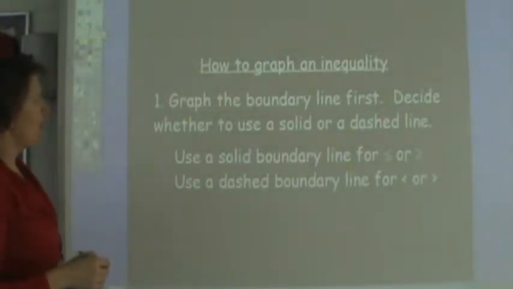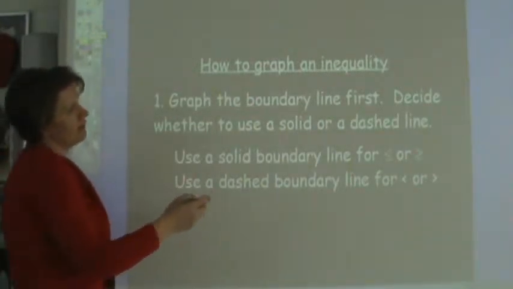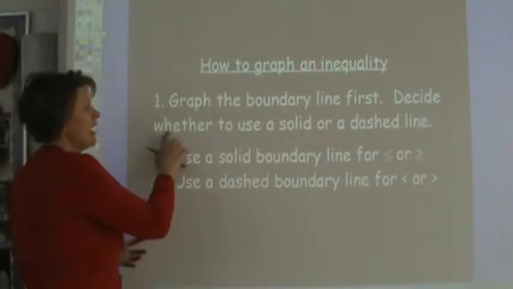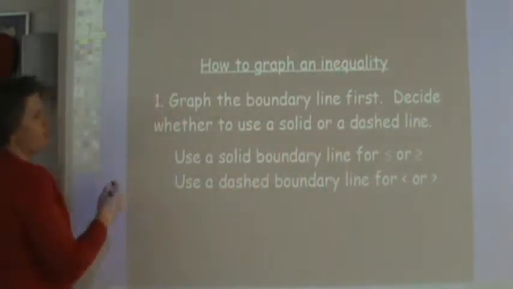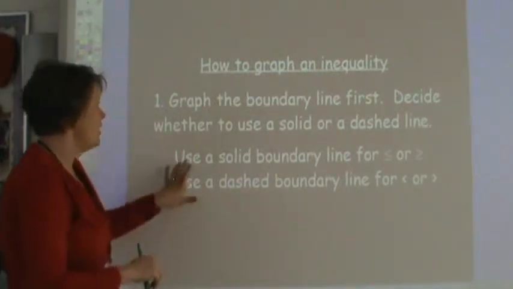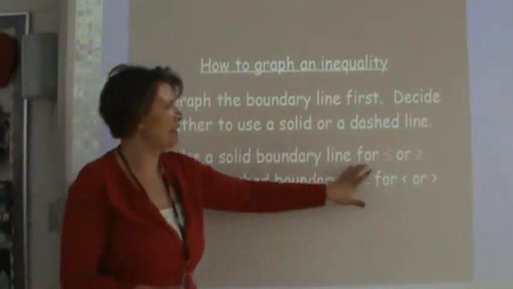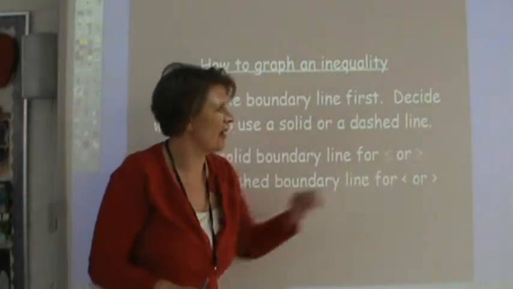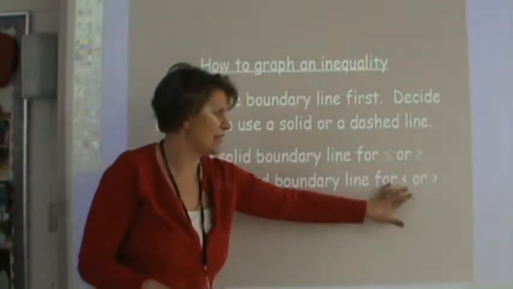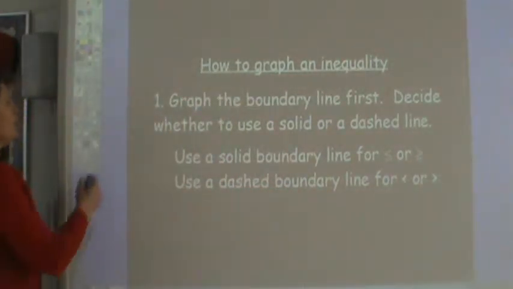So how do you graph an inequality? First, you're going to graph the boundary line. This is what we already know how to do. You're just going to graph the line. Decide whether to use a solid or a dashed line. If you notice on the two previous examples, one had a solid line, one had a dashed line. You're going to use a solid boundary line if it's less than or equal to or greater than or equal to. Or you're going to use a dashed boundary line if it's less than or greater than. Okay, it's pretty straightforward.